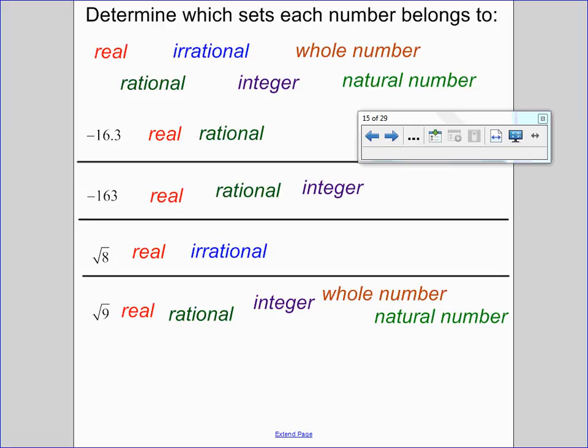What about 107? Go ahead and write down the sets that 107 belongs to. Be ready to share with the whole class. I think it's on the next one now. Next page, I think, is 107.